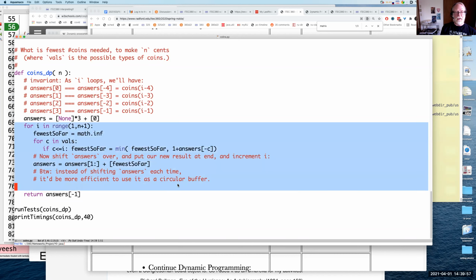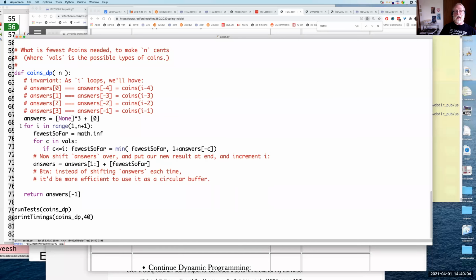Do I have any loops going on here? I have 2 of them, right? Here's one loop. I was filling it bottom up. So if we called coins of 57, I started filling up my table from 1 to 57. So I had a loop that goes n times. How much time does each individual loop take? My total running time is going to be n times however much this loop takes.